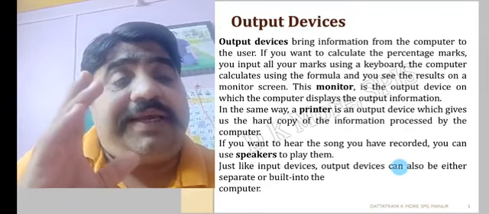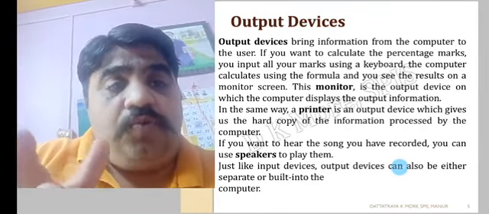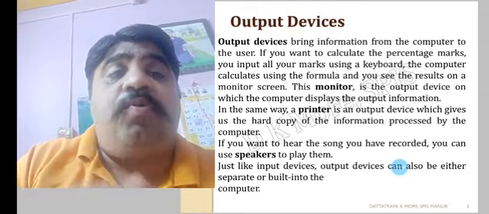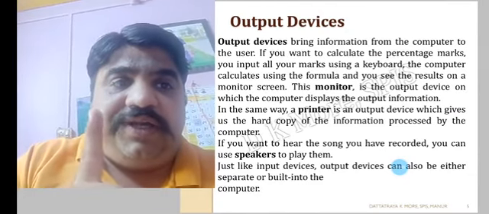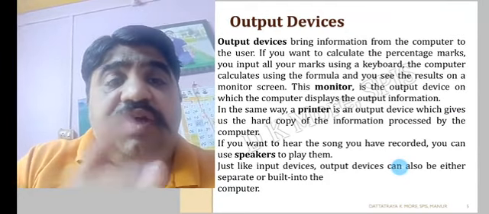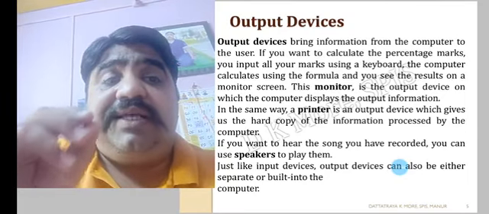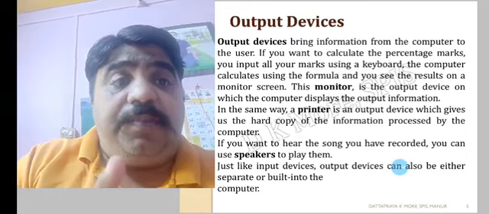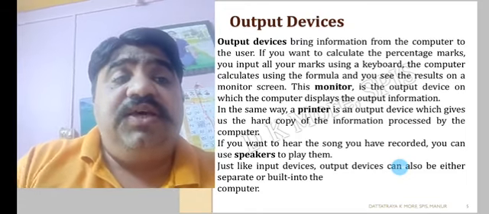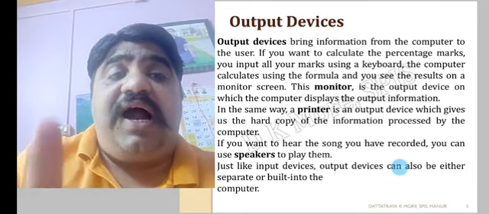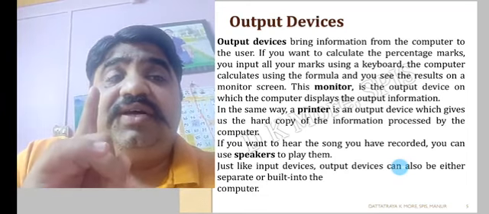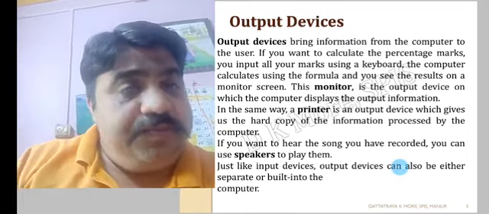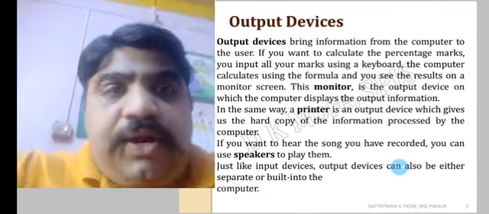The computer will calculate it using the formula, and you see the result on a monitor screen. This monitor is the output device on which the computer displays the output information. In the same way, a printer is an output device which gives us the hard copy of the information processed by the computer. Printer will give you hard copy on the paper.